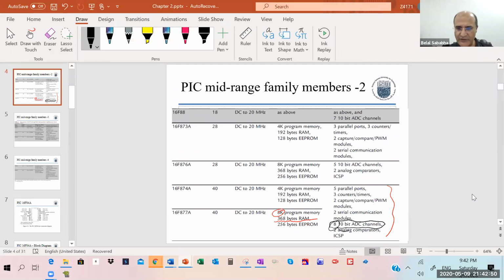8 channels, okay, 8 channels. Resolution is 10 bits. So the 10 bits we were talking about. The 8 is the number of channels, meaning 8 pins. You can connect 8 sensors. So this is our 16F877A controller we're dealing with.